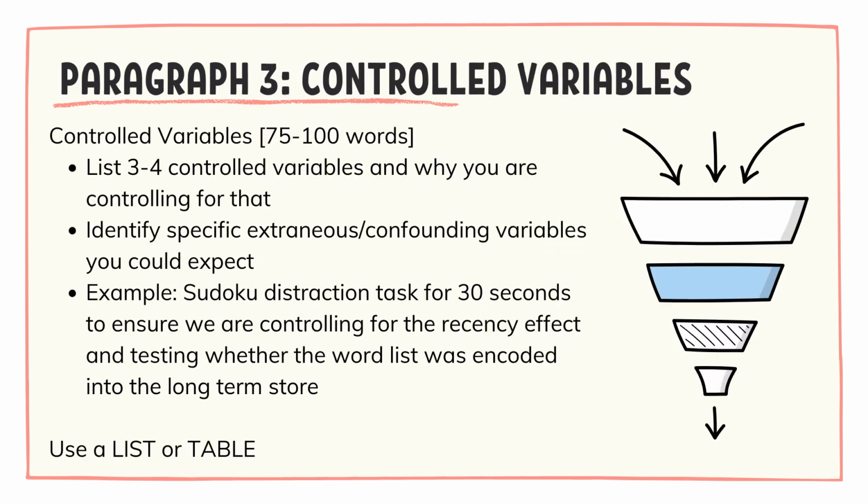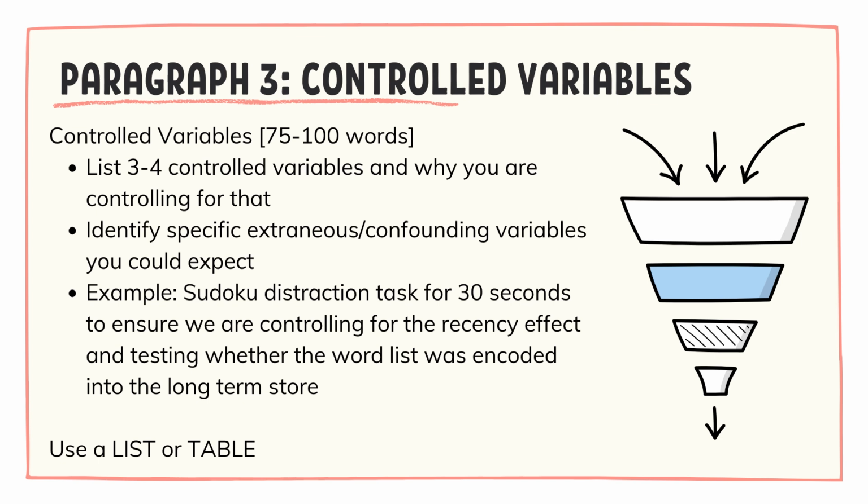You will then move on to your controlled variables. Again, here I would recommend writing it as a list or as a table. And again, you can allocate about 75 to 100 words to it. First, I would recommend to identify all of the extraneous or confounding variables that you expect. And you should have done this at your proposal stage already, right? But you need to be able to identify the possible extraneous variables or confounding variables that may have impacted your research. And then list about 3 to 4 controlled variables and why you had chosen to control them in your research.